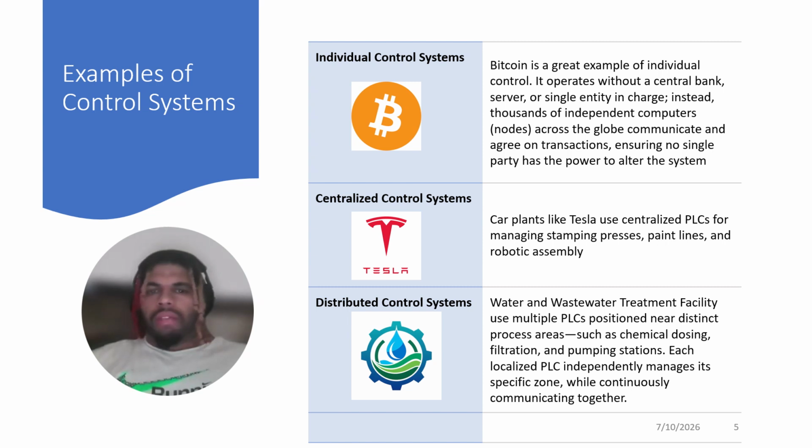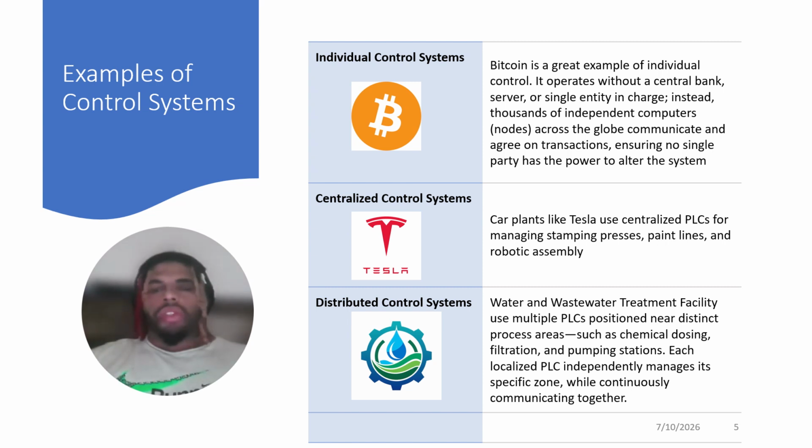For centralized control systems, my example was Tesla. Car plants like Tesla use centralized PLCs for managing stamping presses, paint lines, and robotic assembly. I've personally witnessed this working at Tesla. They have so many different departments, and every department has different control systems that they use for specific machines.